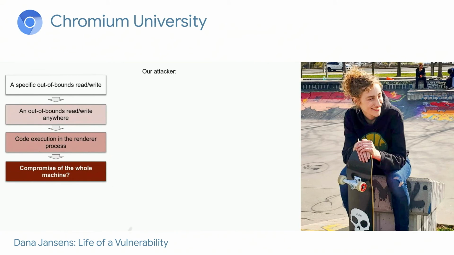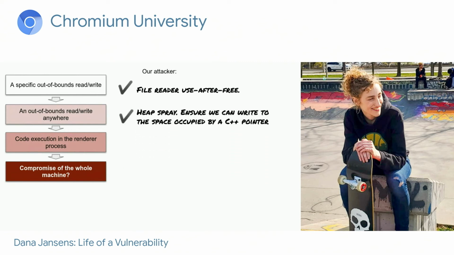So to review, in our example exploit chain, we saw that the attacker used the file reader use after free to write to a specific bit of memory. They used a heap spray to arrange for a C++ pointer to be within that part of memory, allowing them then to write to memory anywhere in the process. They went beyond that with the ability to read and write anywhere in the process. In this case, they tricked audio context into allowing them to execute arbitrary native code. I haven't talked about the details of that here.